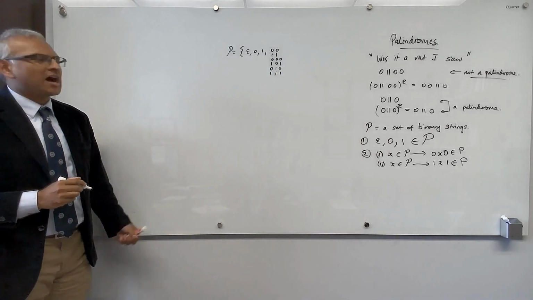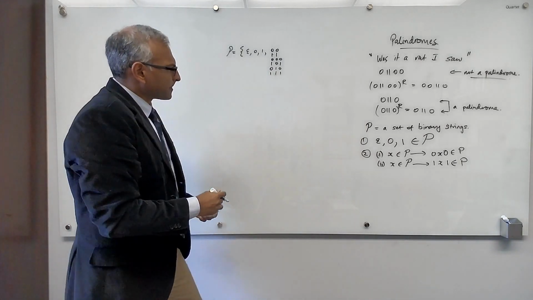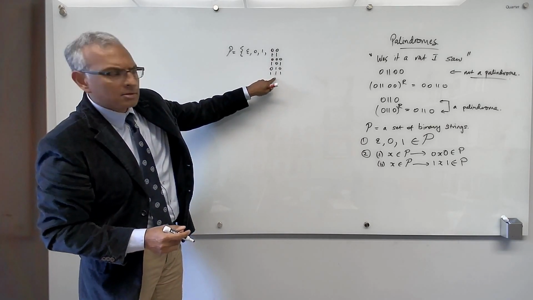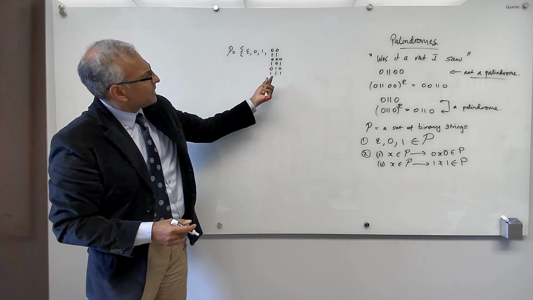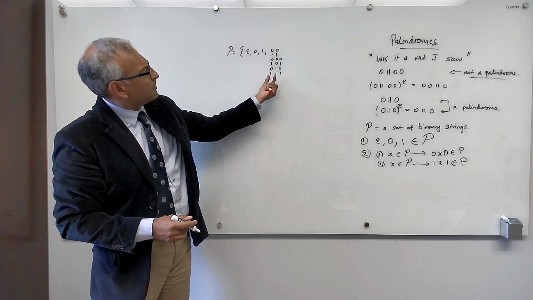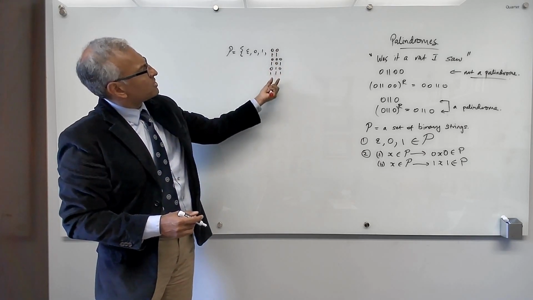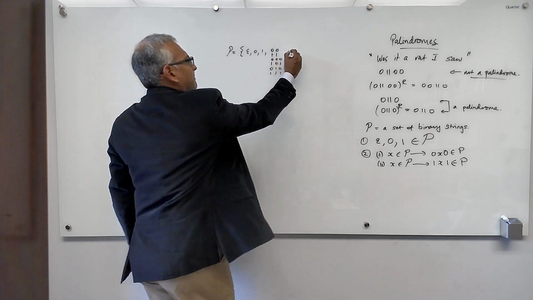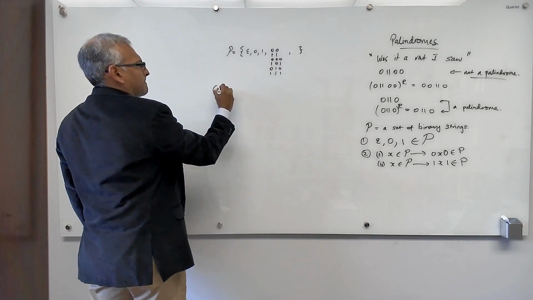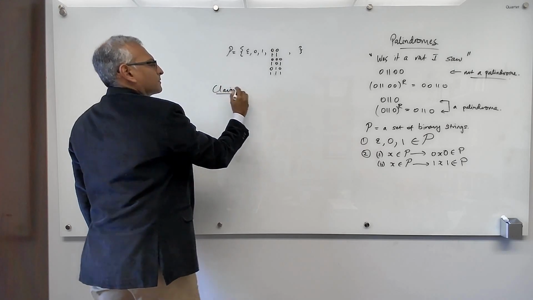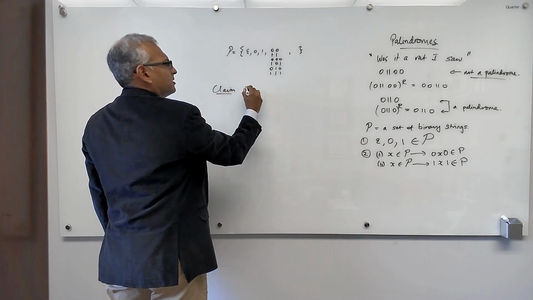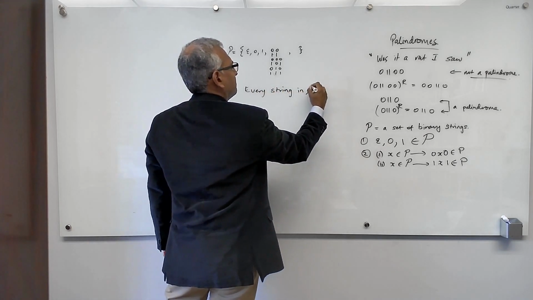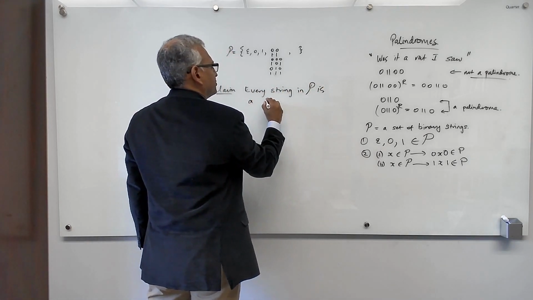First generation. Now I can repeat. But observe that every string that was generated is a palindrome. So, claim: every string in P is a palindrome.